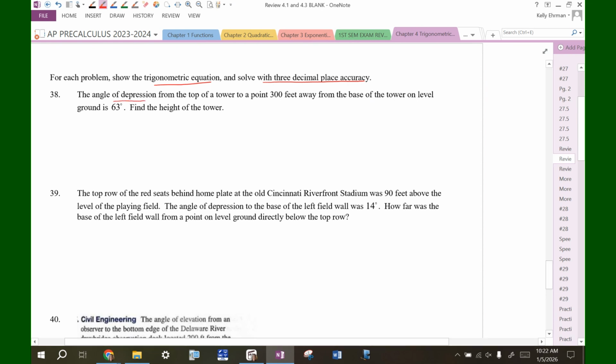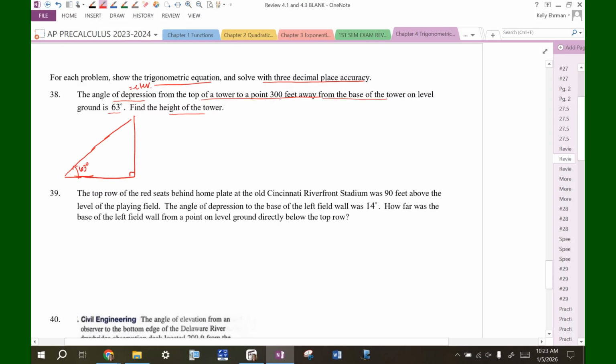So the angle of depression from the top of a tower to a point 300 feet away from the base of the tower on level ground is 63 degrees. Find the height of the tower. Where do you start? You start by drawing a right triangle. Angle of depression is actually also an angle of elevation, which is always drawn from the horizontal to the hypotenuse. So 63. Almost wrote it backwards.